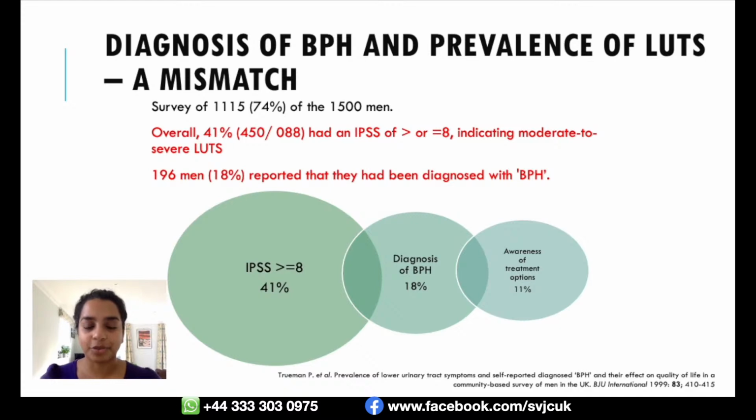As you will have gathered from the previous slides, lower urinary tract symptoms are clearly linked with benign prostatic hyperplasia for men. However, there seems to be a noticeable mismatch, as highlighted by this paper by Truman. In a survey of 1,500 men, 41% reported some degree of lower urinary tract symptoms that were moderately bothersome. However, only 18% had a diagnosis of BPH, suggesting a reluctance to present to health services with this problem.